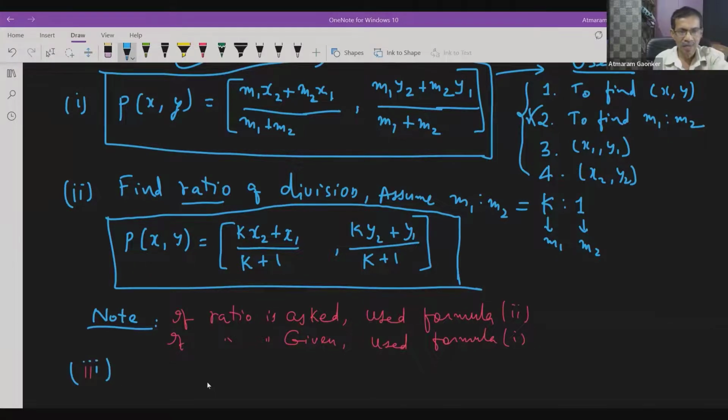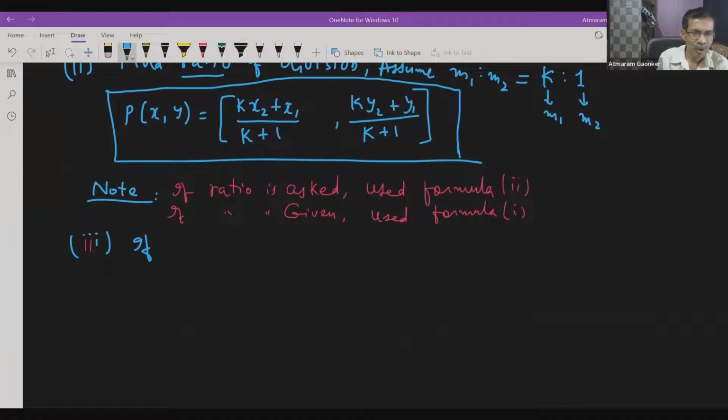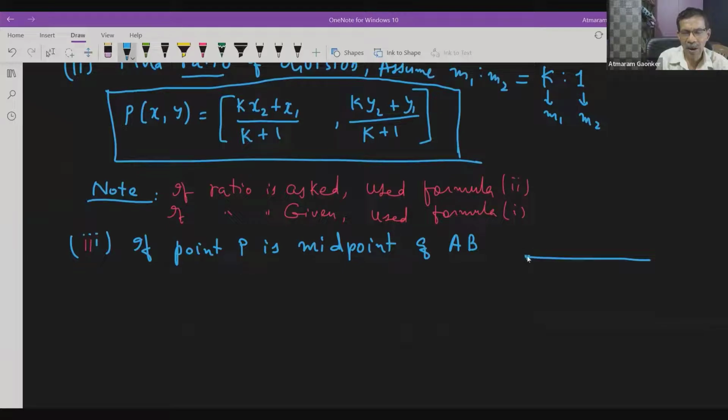And that is very easy. And the third formula is like this. If point P is the midpoint of A and B, midpoint of AB, because we have the line or the chord here as AB, and A is x1 comma y1, same thing as we had done in the first case. X2 comma y2 is there, and if point P x comma y is the midpoint, this is the midpoint.